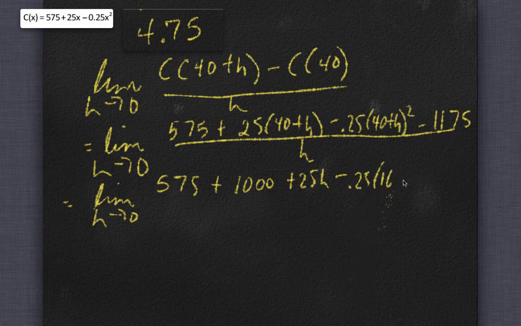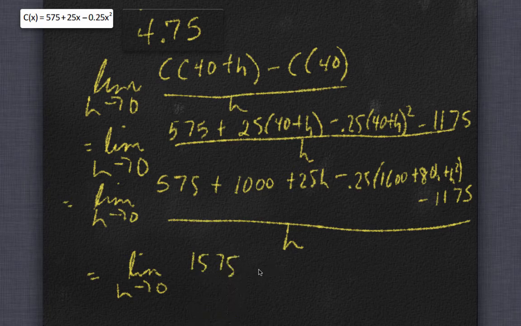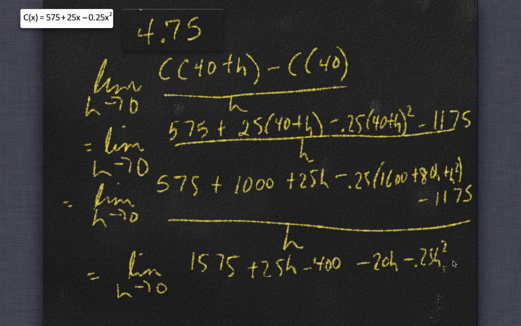$40 plus h squared is 1,600 plus 40h plus 40h plus h squared, minus 1175. Sorry, that looks terrible. Equals the limit as h goes to 0 of 1575 plus 25h minus 0.25 of 1600 is 400. 0.25 of 80 is 20. And then 0.25h squared. And then also minus 1175.